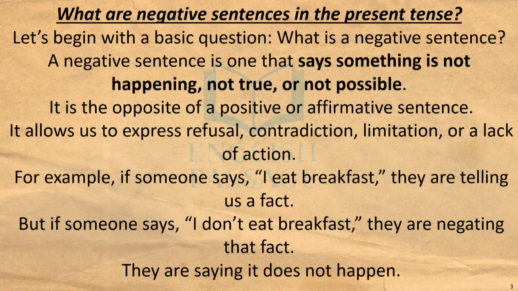Let's begin. What are negative sentences in the present tense? Let's begin with a basic question. What is a negative sentence? A negative sentence is one that says something is not happening, not true, or not possible. It is the opposite of a positive or affirmative sentence. It allows us to express refusal, contradiction, limitation, or a lack of action. For example, if someone says, I eat breakfast, they are telling us a fact. But if someone says, I don't eat breakfast, they are negating that fact. They are saying it does not happen.